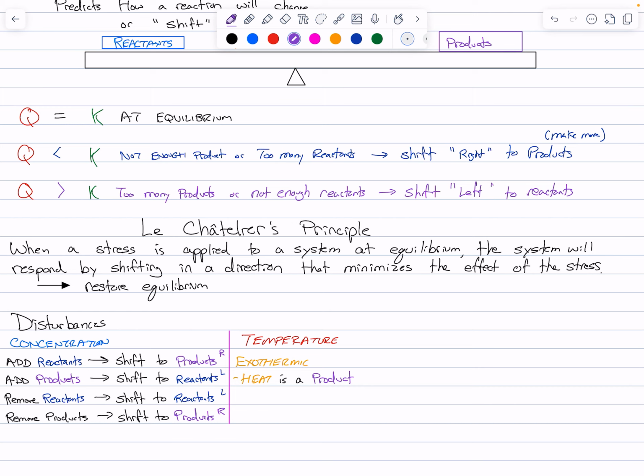Now, if we are endothermic, heat is a reactant. Okay, and so if heat's a reactant, if we add heat, the reaction shifts right to products. If we remove heat and it's endothermic, the reaction will shift left back to reactants.